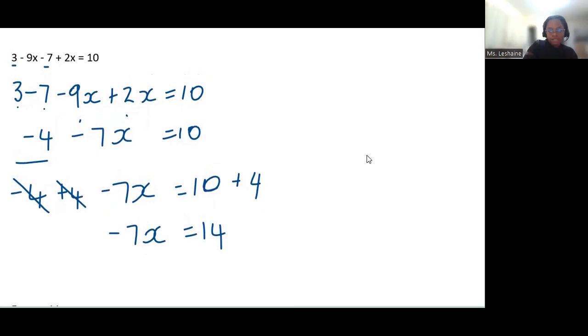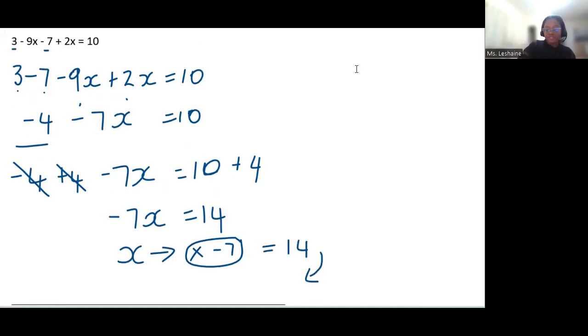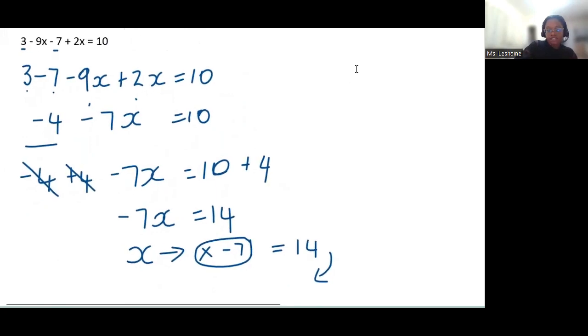So x was being multiplied by a negative 7 to get a 14. Now I have to go ahead and divide it by a negative 7. And I'll get 14 divided by a negative 7, so x is negative 2.